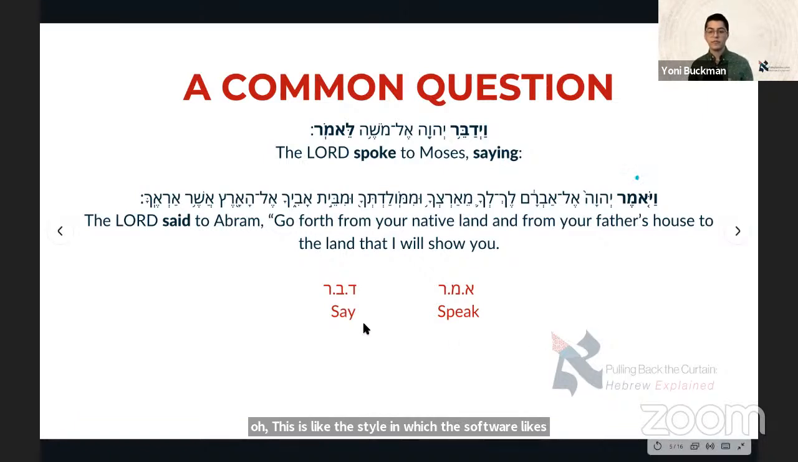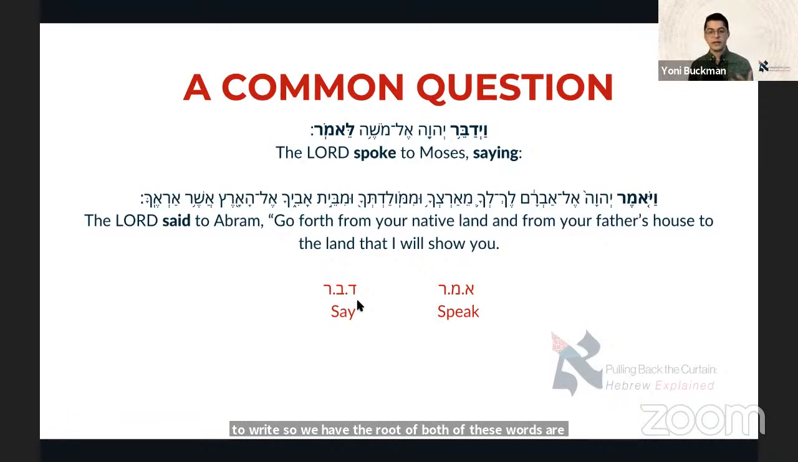So the root of both of these words is very similar, right? Daled bet resh, like divarim, are words biblically. In modern Hebrew, it's more common to hear that as devarim, like things, but it can also mean words. And lidaber means to say. And amar also basically is the same thing, right? It means to speak.